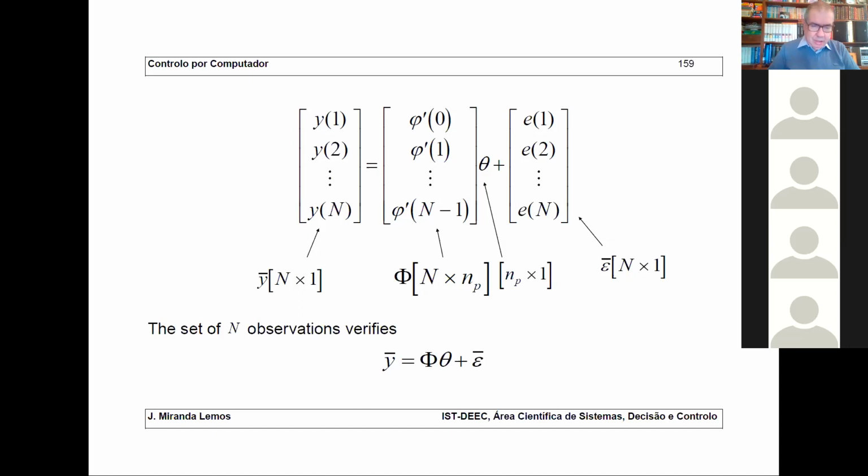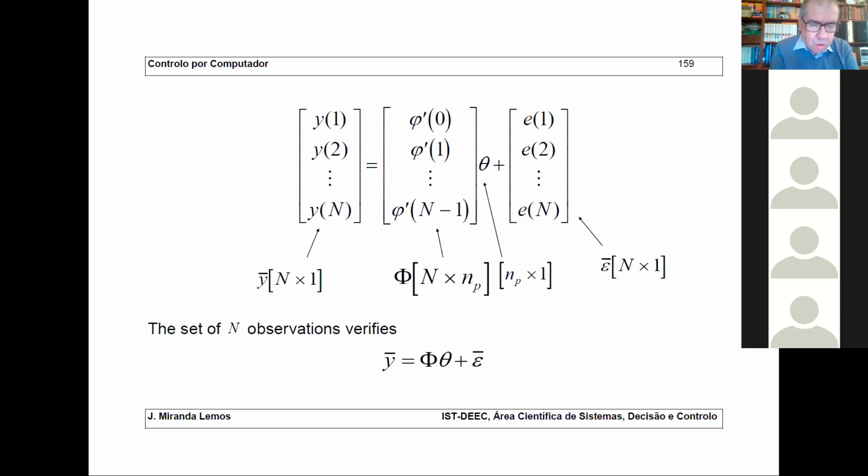I give you a hint. For which type of matrices do you know how to compute the inverse? Para que tipo de matrizes é que sabem como calcular a inversa? Symmetric? Just symmetric? No, not symmetric, but there's a property. Square matrices. Square matrices, okay?